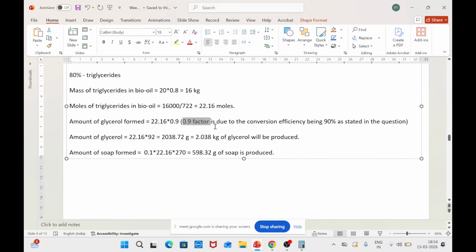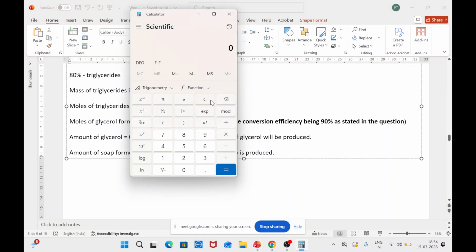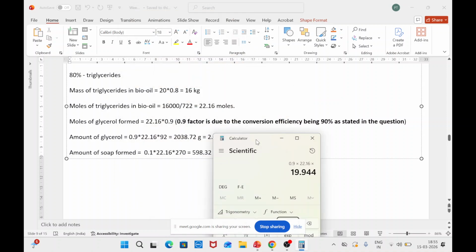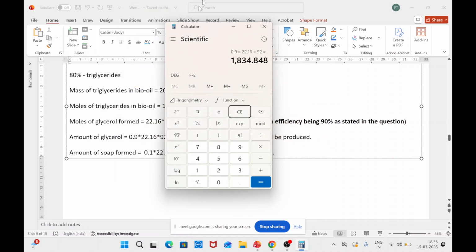So please keep in mind these kinds of small things that can actually trick us into not getting the correct answer. So if this is the moles of glycerol that is formed, then for the amount of glycerol you need to add a 0.9 factor here. So then the value will be 0.9 times 22.16 times 92, which is 1834.84.